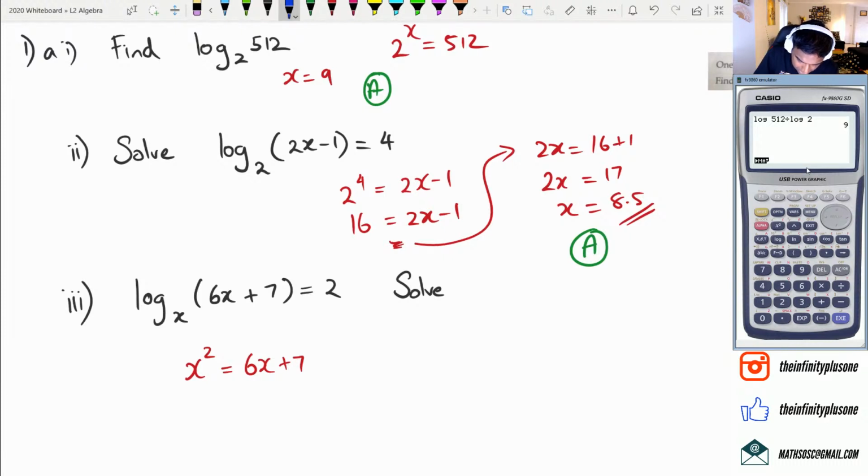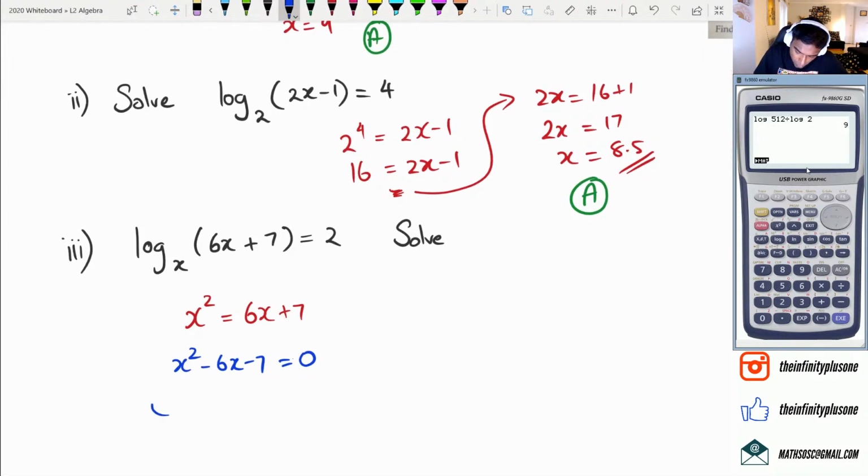So we're going to get x squared minus 6x minus 7 is equal to 0. Factorize this at this point, so we're going to be looking at (x minus 7)(x plus 1) is equal to 0. Then we're going to get our two answers, so x is equal to positive 7 or x is equal to negative 1.